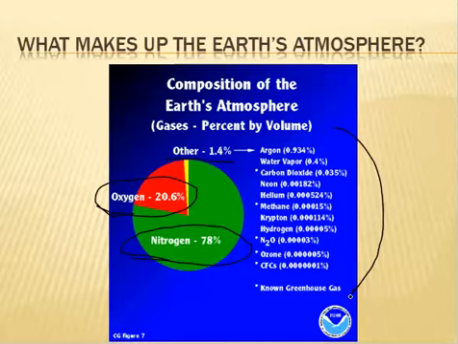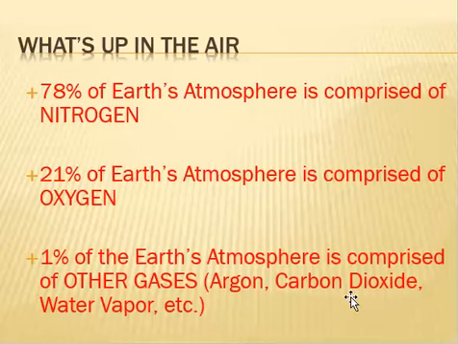Now, this is a portion of the slides where you probably want to pause so that you can record this information in your science notebook. This is breaking down what you just saw in the previous slide about the composition up in the air. So again, 78% of the atmosphere is made up of nitrogen, 21% is made up of oxygen, and 1% is all those other gases, the argon, the carbon dioxide, water vapor, and all the greenhouse gases that were noted in the last graphic.